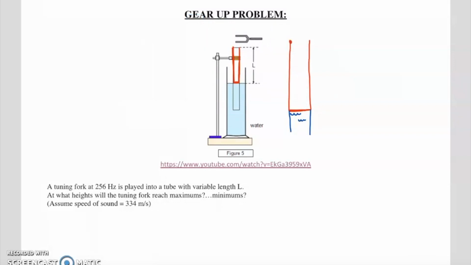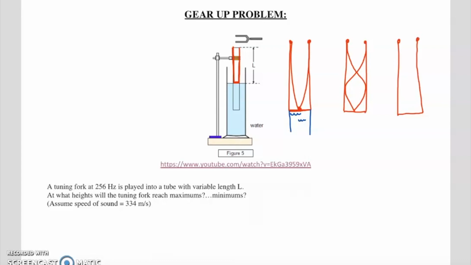I'll draw in our first harmonic, also known as the fundamental. Putting my antinode on the free end and my node on the fixed end. In fact, I'm gonna draw just a few more harmonics. The next harmonic is gonna be something like this. And our third harmonic is gonna be something like this.